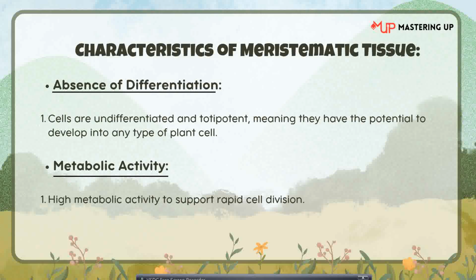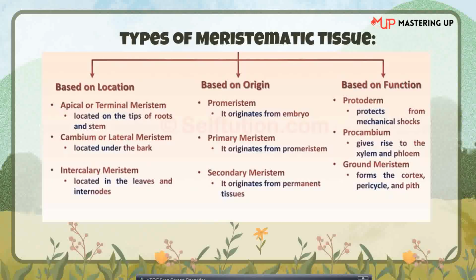Now metabolic activity. Since meristematic tissue is rapidly dividing, it has high metabolic activity to support the rapid cell division. Now types of meristematic tissue. There are different types. Based on location, we have apical or terminal meristem, located on the tips of root and stem. Then we have cambium or lateral meristem located under the bark, and intercalary meristem located in the leaves and internodes.